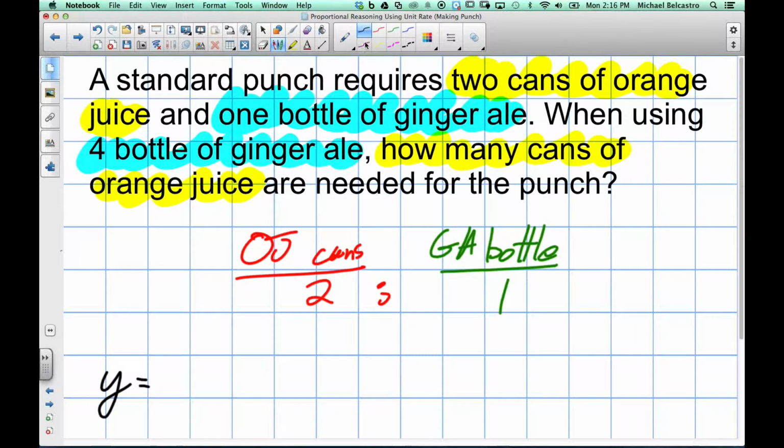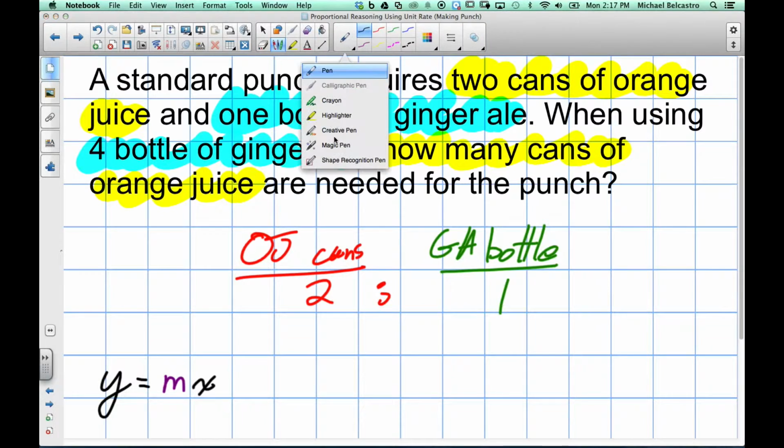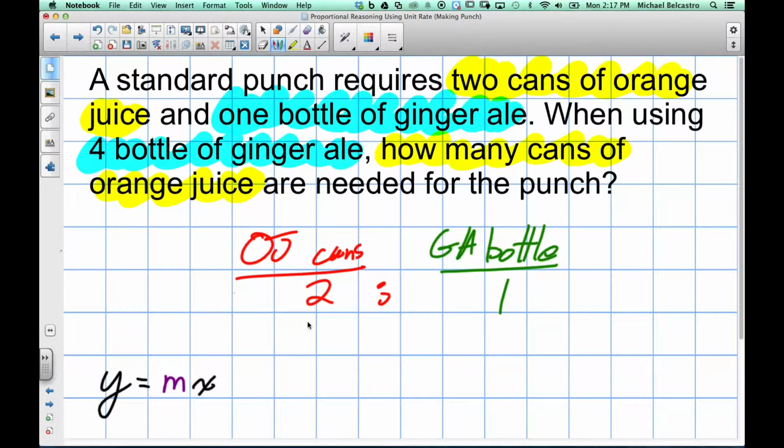y = mx. Okay? And it's really going to depend on what we call our y and which we call our x in this case. A lot of times we call the x the independent and the y the dependent, but because we're building punch here, it could be said that either are independent or dependent.